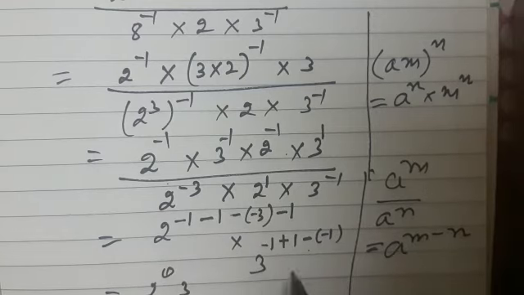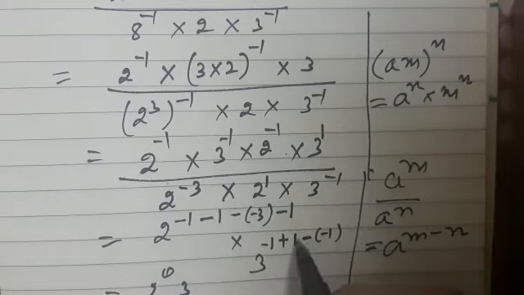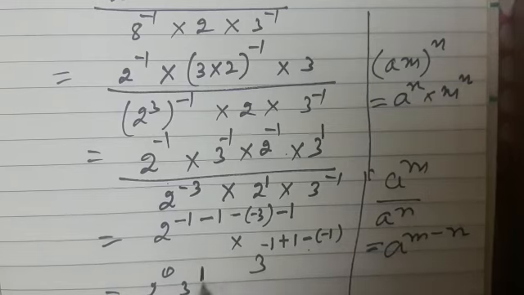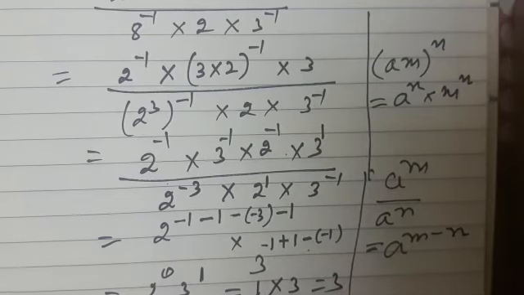And let us see what comes here. 3 raised to the power minus 1 plus 1, it goes off. Minus of minus 1 is plus 1. So the final answer is 2 raised to the power 0, which is 1, into 3 raised to the power 1, which is 3. So the final answer of this question is 3.